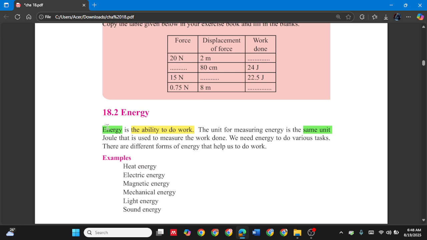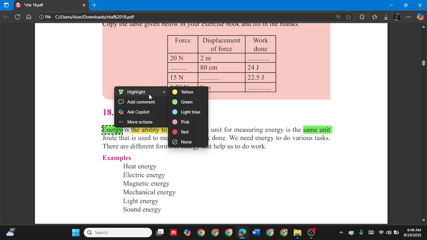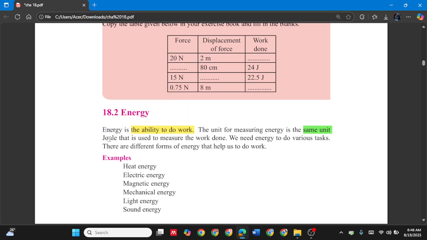Oh, what happened? I don't know, I can't highlight that part. Anyway, it's joule, same unit.